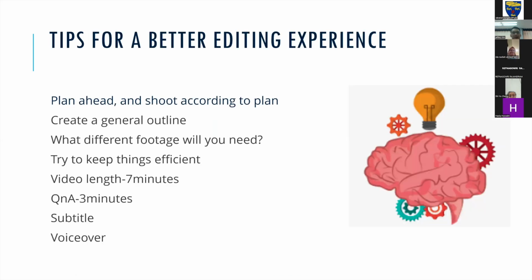So you need to plan ahead, have a good storyline, and then shoot according to the plan. You create a general outline. As I always said, storyline is very, very important. You need to attract the crowd's attention so that you have a higher chance of winning the competition, all right? How many different footage you will need, and you have to try to keep things efficient.